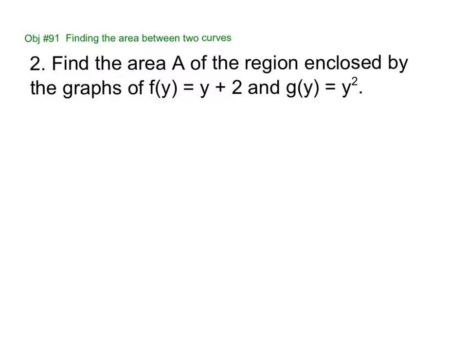Find the area, A, of the region enclosed by the graphs of f of y equals y plus 2 and g of y equals y squared. So think about what this graph looks like, and that's the hard part. We never really spend a lot of time graphing these, so a lot of students don't know what these look like. So if you're not sure, I've got x equals y plus 2. So just to get a good idea about the graph, all right, so this first one is just x minus 2.